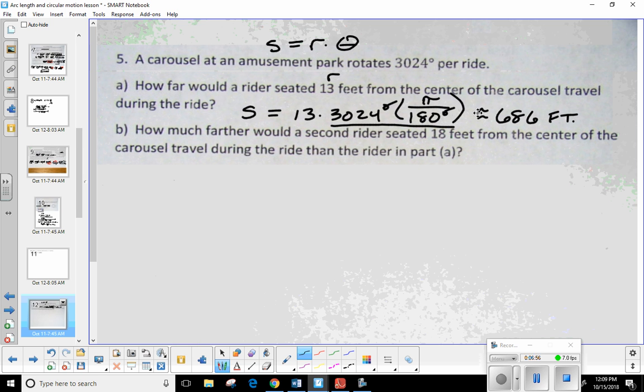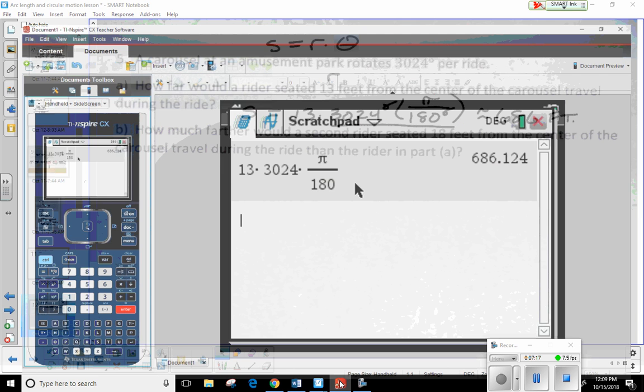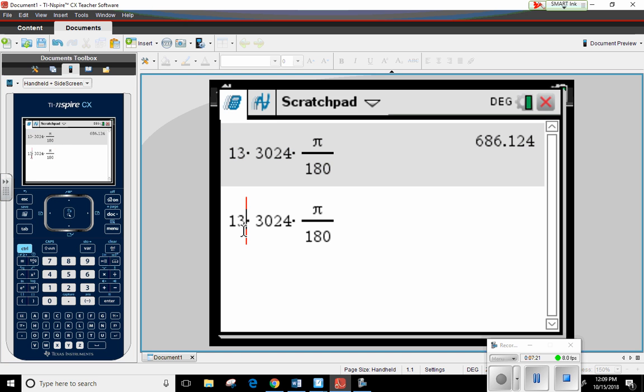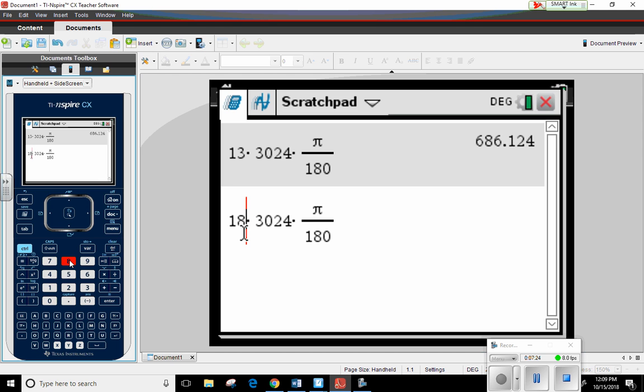Now B says, how much farther would a second rider seated 18 feet from the center of the carousel travel during the ride than the rider in part A? Okay, so now what? There you go. We're going to do the exact same thing. I'm just going to replace 13 with the 18. And I'm going to do it this way, just so I don't have to retype the entire thing. If I highlight it and push enter, then I can only change the one part I need to. It saves me a little bit of time.